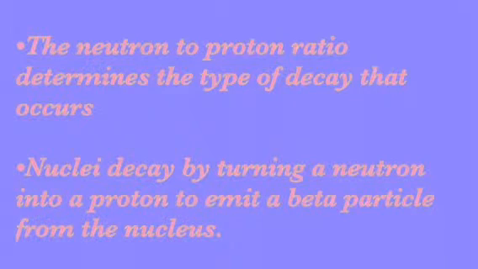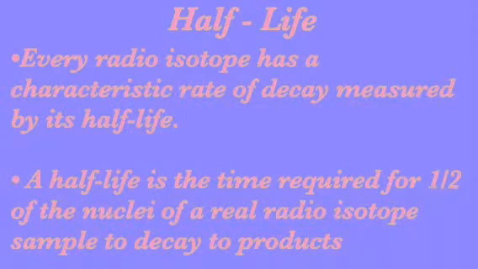A nucleus may be unstable and undergo spontaneous radioactive decay for several reasons. Some nuclei have too many neutrons relative to the number of protons. These nuclei decay, turning a neutron into a proton to emit a beta particle from the nucleus. After each half-life, half of the existing radioactive atoms have decayed into atoms of a new element. Half-lives can be as short as a fraction of a second or as long as billions of years.